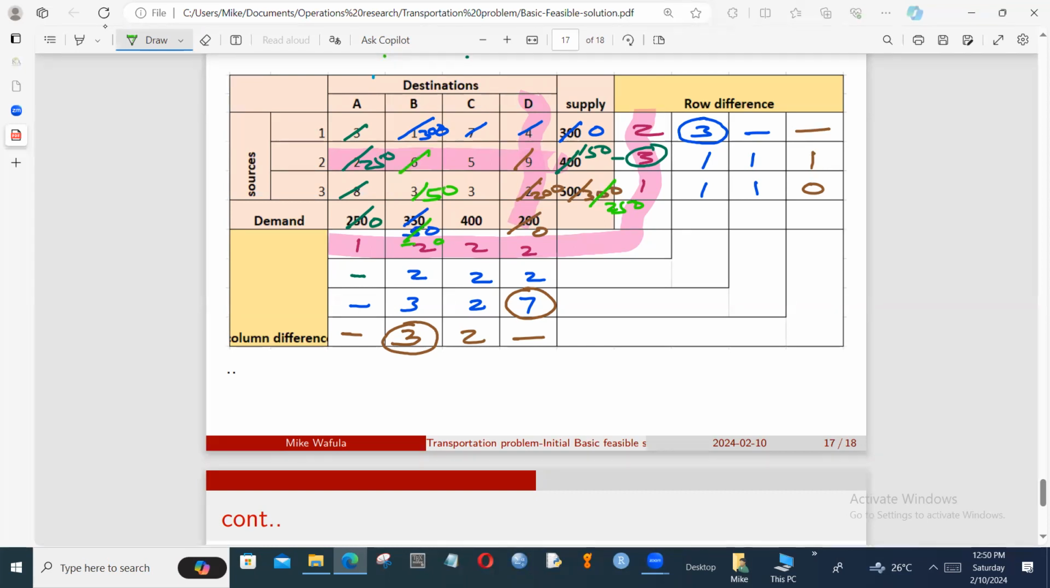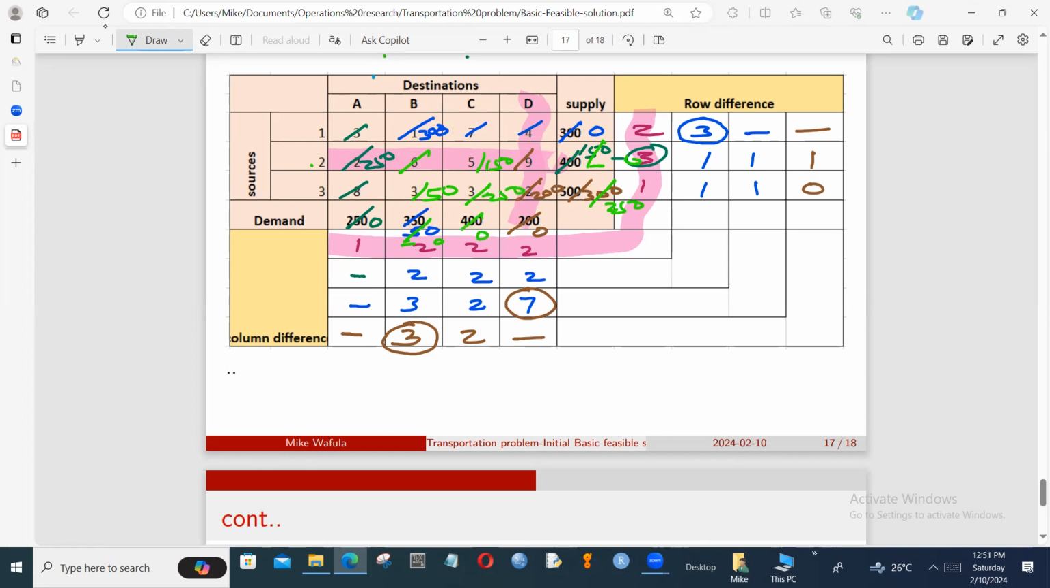So you see now you cannot begin row difference, column difference because you now have just 2 cells here. And these 2 cells, you can see this 150 units in this particular source 2, they cannot come down here. They just have to come here within the same row. And this 250 units, they just have to come here. So 150 and 250 gives you 400.